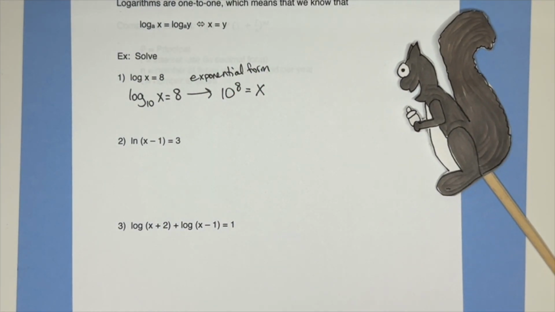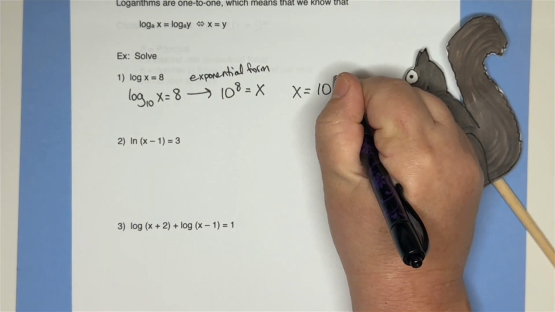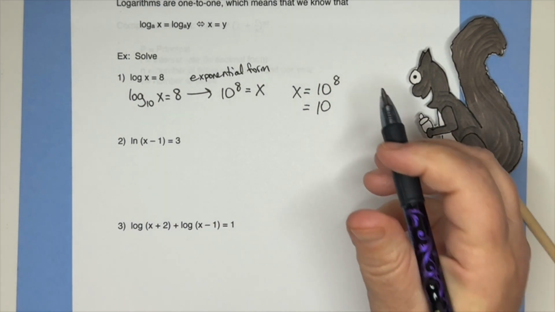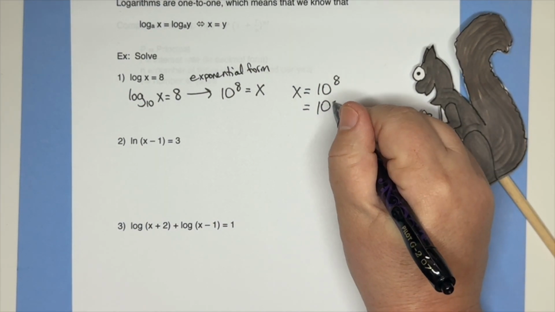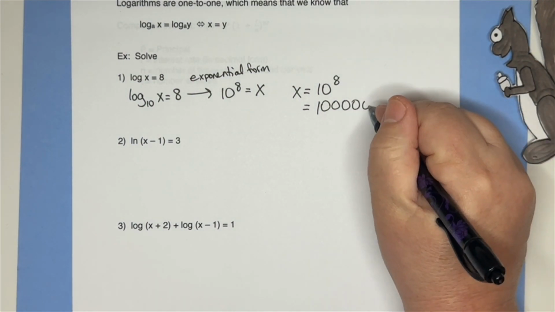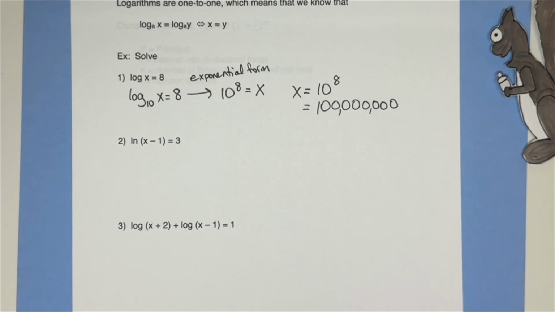So in other words, x equals 10 to the 8th, or if you really want to write that out, that's 10 to the 1st, 2nd, 3rd, 4th, 5th, 6th, 7th, 8th. So that's 100 million.